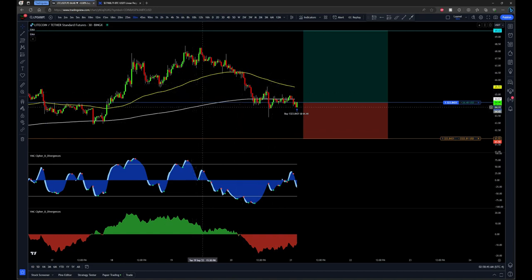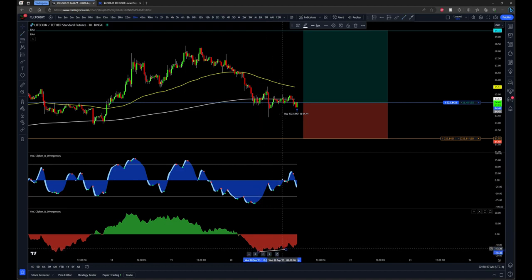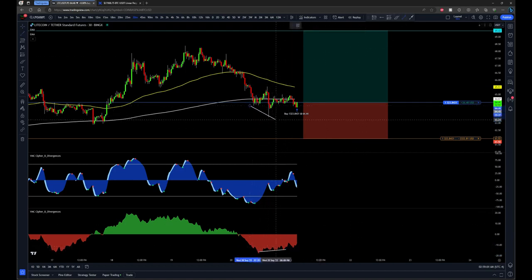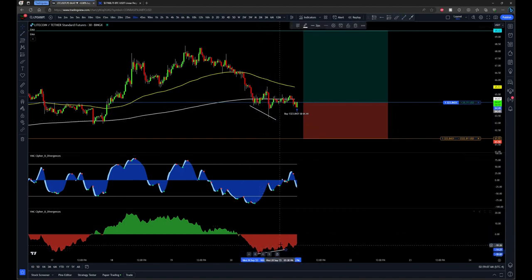Okay. Now, for the divergence, what we need to see is divergence on both the money flow and our momentum. Now, let's draw that in. So our lowest point right here on our money flow, we see it coming to the upside, and at the same time, we have price coming down and making a lower low here as we get a higher low on our money flow. So very clear bullish divergence on our money flow.